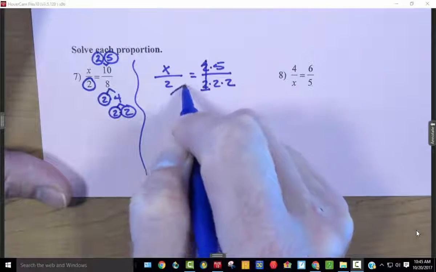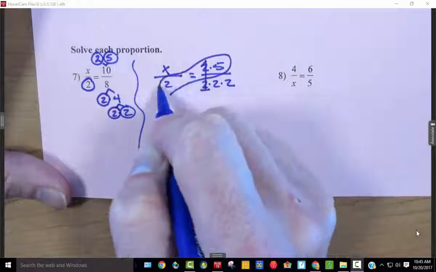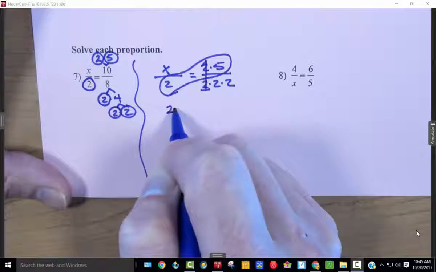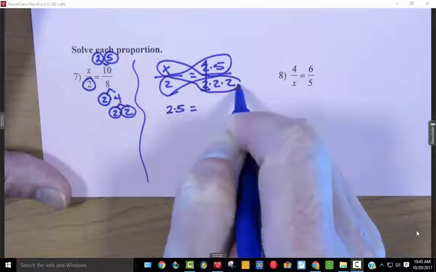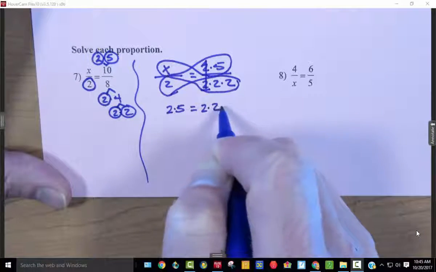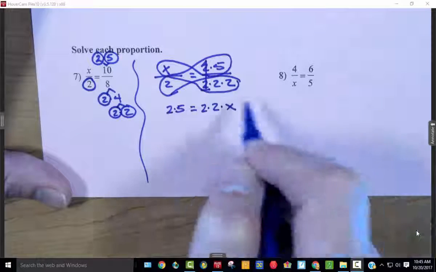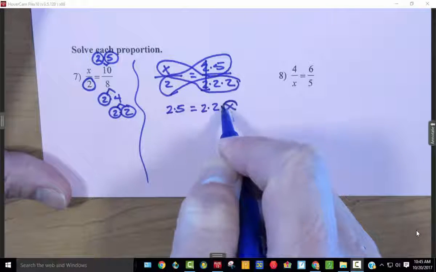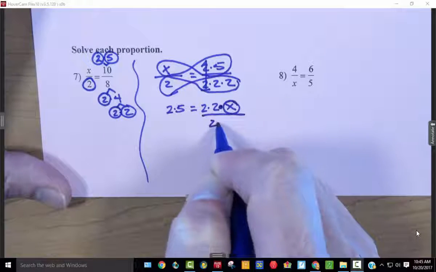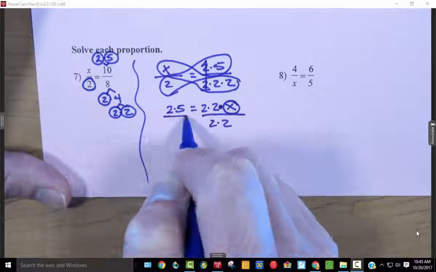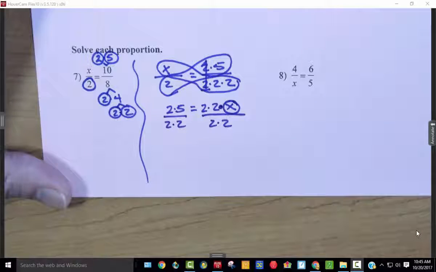From here, what you're going to want to do is cross multiply. So when I cross multiply, I get 2 times 5, and that's going to be equal to 2 times 2 times x. How do I solve an equation? Identify the variable. If they're multiplying by 2 times 2, I'm going to divide by 2 times 2. Whatever I do to one side, I'm going to do to the other side of the equation.